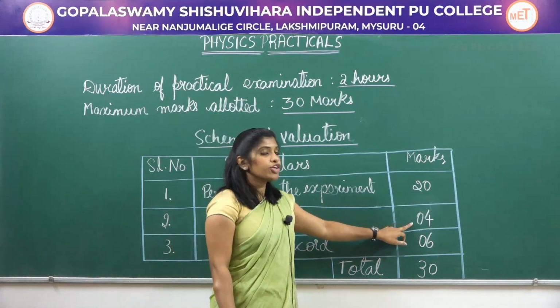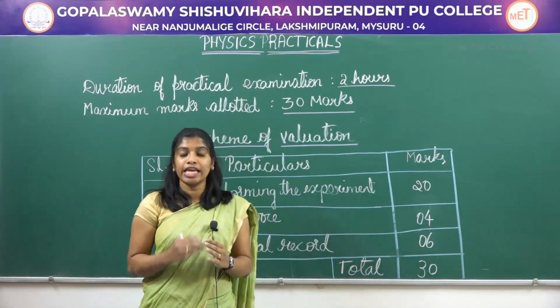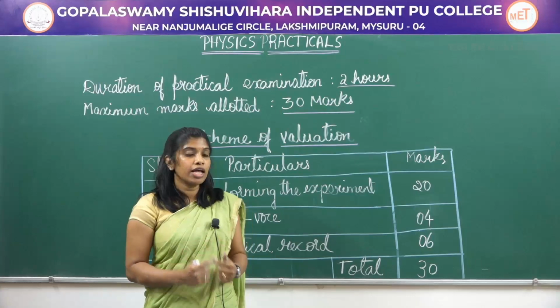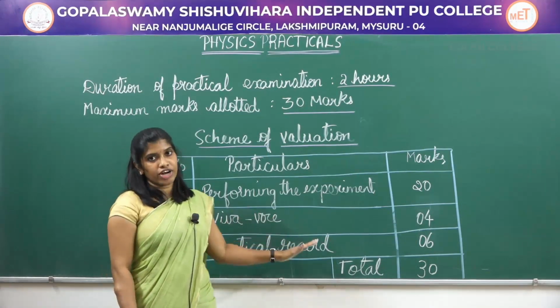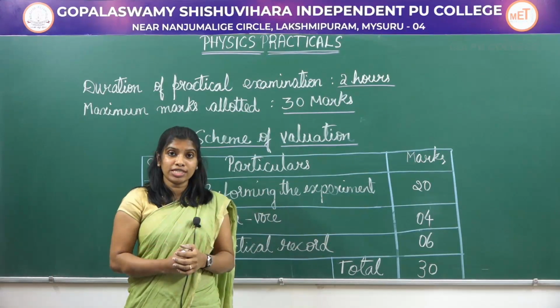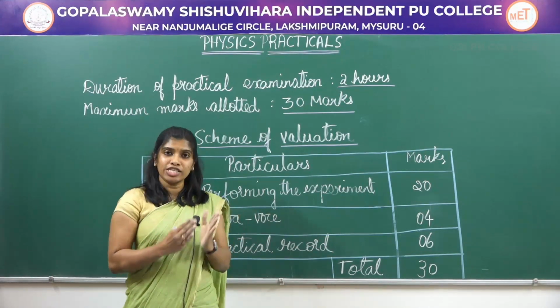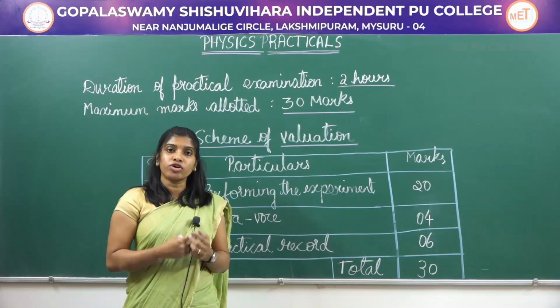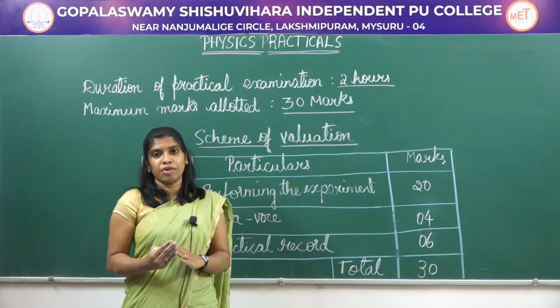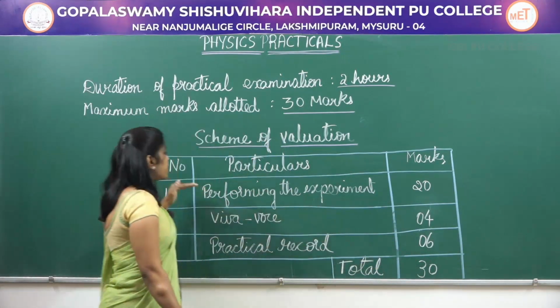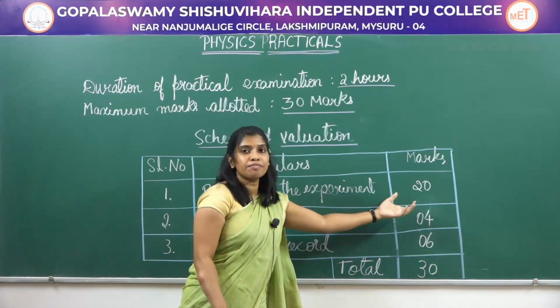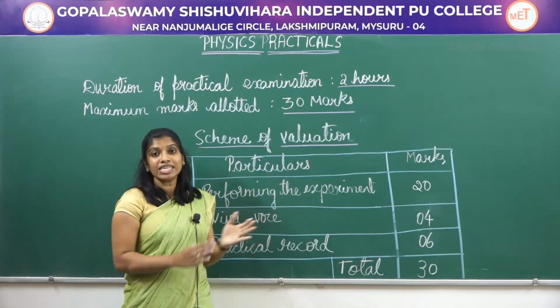In this viva you will be asked 4 questions, each question carries 1 mark, and this will be for 4 marks. In case of practical records, you have to complete your records and get them signed by your batch in-charge teachers, the HOD of the department and the principal. For that you will be allotted 6 marks. Let us now see how the 20 marks for the performance of the experiment is divided.